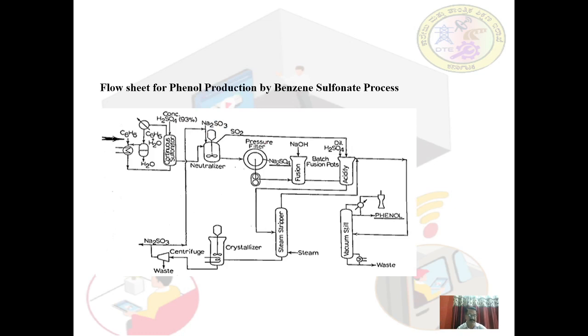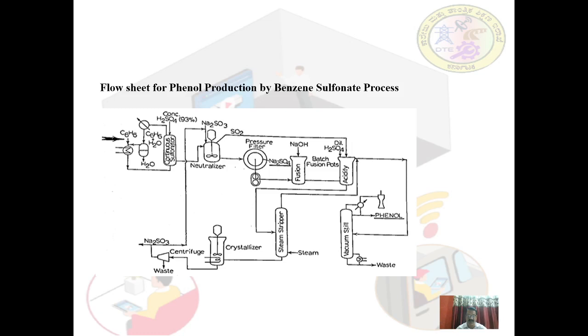Here, benzene vapors are made to react with liquid sulfuric acid in a countercurrent reactor to form benzene sulfonic acid. Excess benzene carries off the water formed in the reaction to avoid diluting the acid and slowing down the sulfonation.